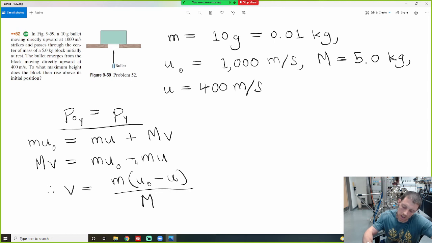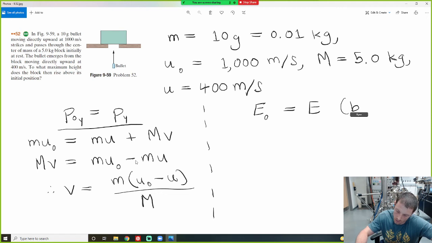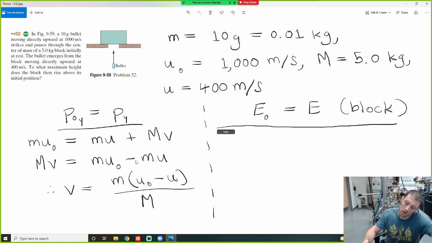So now again, I'm going to do this thing where the subscripts don't line up, but I'm going to say E initial equals E final, and remember this is just for the block. And actually you could include the bullet. Or actually, I don't think we have enough information, but maybe I'll talk about what it would look like if we include the bullet after we solve this.